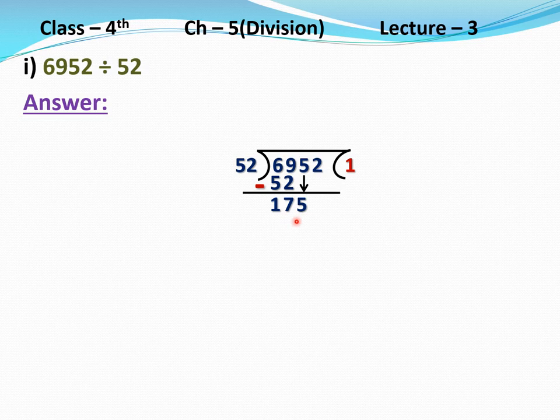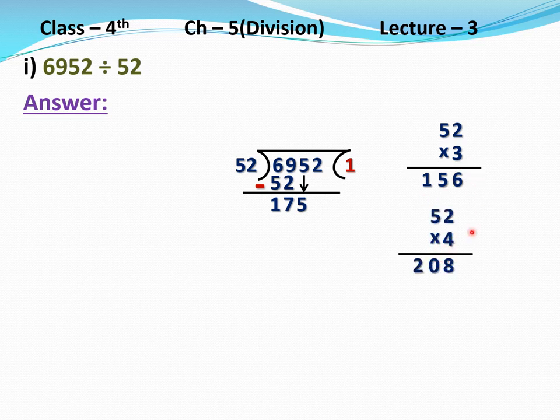The number is 175. Now multiply 52 by a number so that it is equal to 175 or less than 175. It should not be greater than 175. See, 52 multiply 3. 3 2s are 6, write 6 here. 3 5s are 15, write 15 here. 52 multiply 3 equal to 156. Now try with the next number.